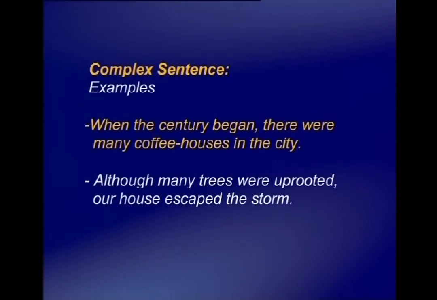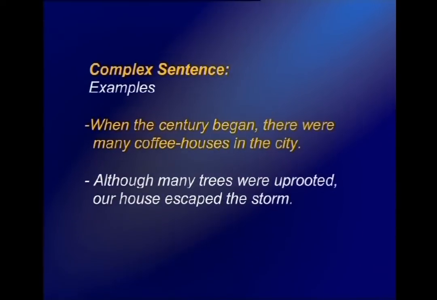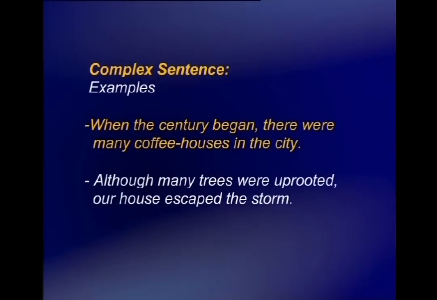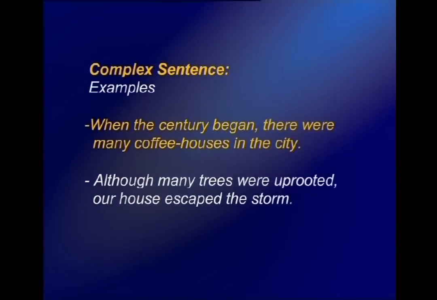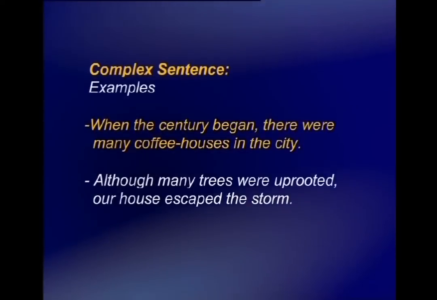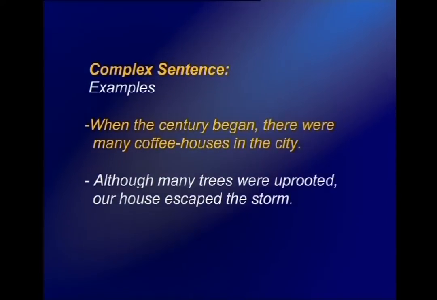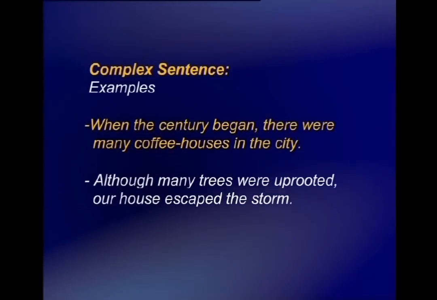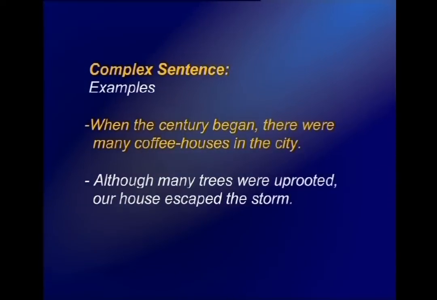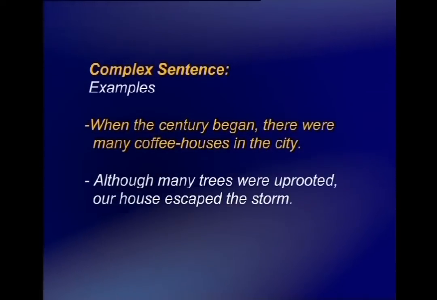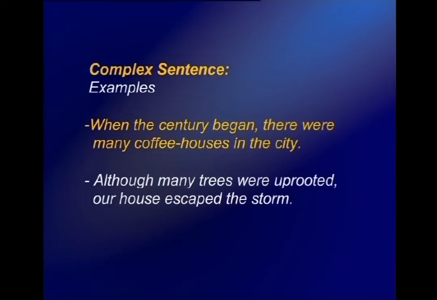Example, look at the example. When the century began, there were many coffee houses in the city. Now, in that sentence, there is one part that is independent, right? An independent statement which can stand on its own. And there is the other part which is a dependent statement and it cannot stand by itself. Take another example. Although many trees were uprooted, our house escaped the storm.